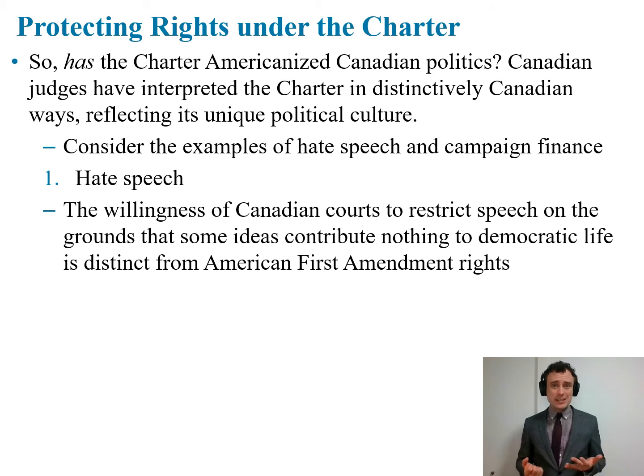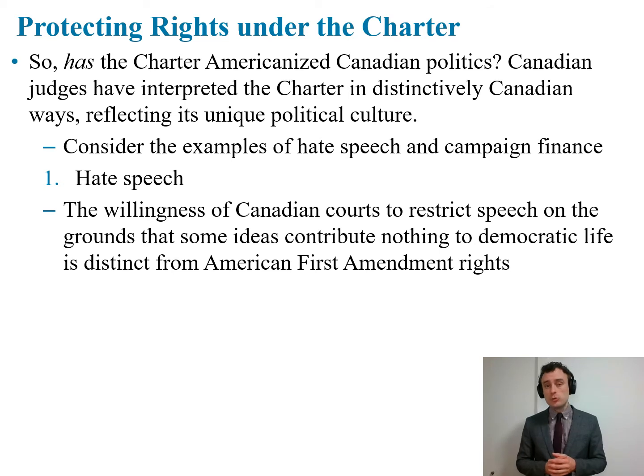What this means is that just because Canadian judges now have the same powers under the Constitution to exercise judicial review and to interpret laws in light of entrenched rights within the Constitution, it doesn't mean that they're going to come to the same decisions on the important issues of the day as American justices do.